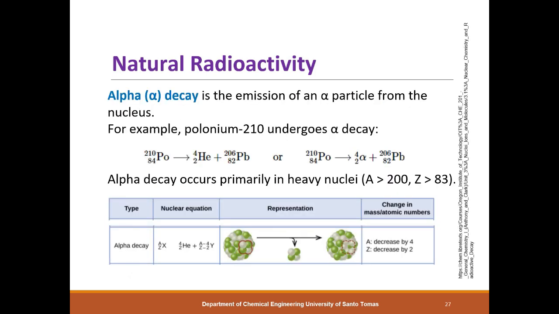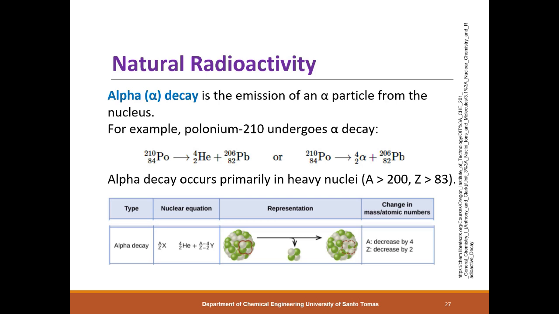First in the list of natural radioactivity is alpha decay. Alpha decay is the emission of an alpha particle from the nucleus. For example, polonium-210 undergoes alpha decay as it creates lead-206. Alpha decay occurs primarily in heavy nuclei with mass numbers greater than 200 and atomic numbers greater than 83.